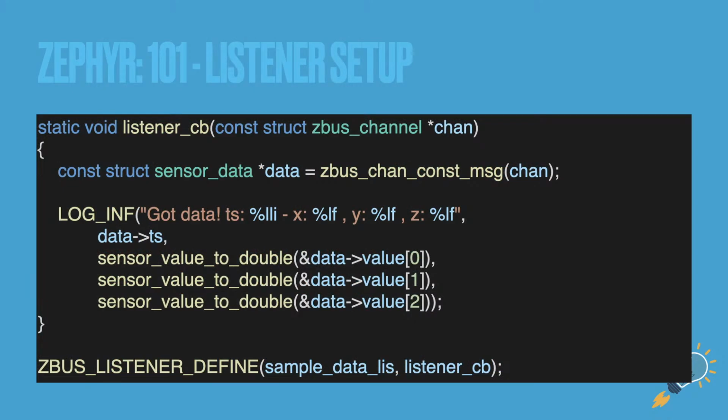So another way to do it is you can set up some callbacks using a listener instead. So this is going to get called immediately whenever you have an event. And here is an example of a listener, in this case where I'm actually listening for the I2C data on the other end. And you can see here, I'll go into the zbus_chan_const_msg function. That function is particularly important because you can get a pointer to the data involved in the process. Thumbs up from Brian. All right, good.